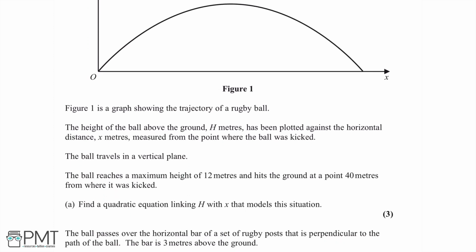Now it goes on to say that the ball reaches a maximum height of 12 meters and hits the ground at a point 40 meters from where it was kicked. And we need to find a quadratic equation linking h with x in both situations. Well, first let's use this information here to plot the points of the graph.